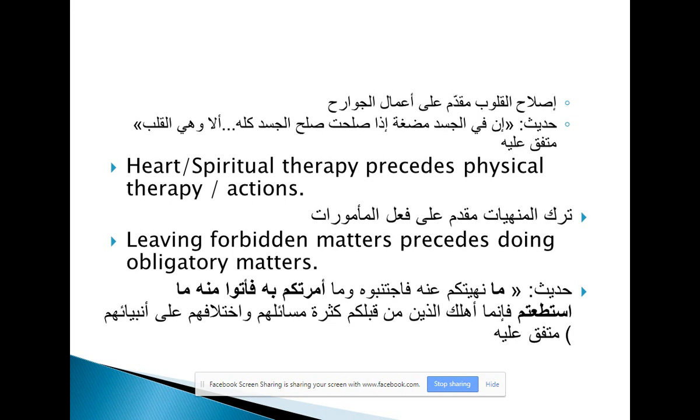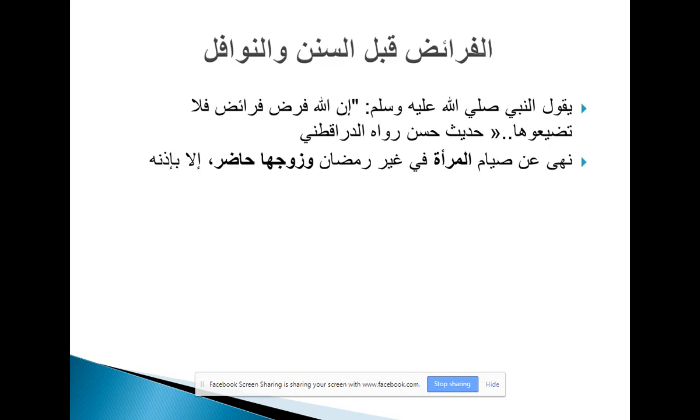الفرائض قبل السنن والنوافل. When it comes to priorities, prioritizing the fara'id. So you don't stay up late at night doing qiyam al-layl and miss out on salat al-fajr, for example.